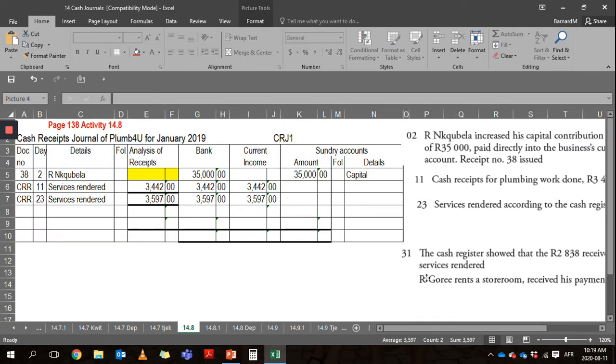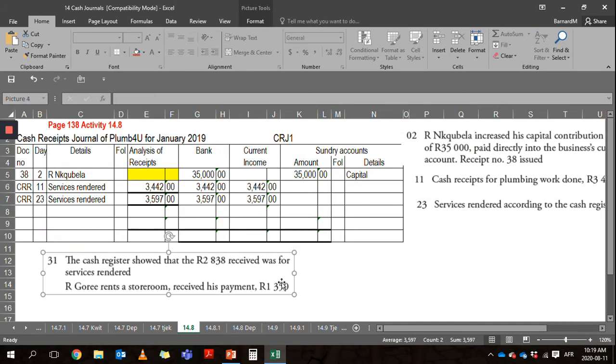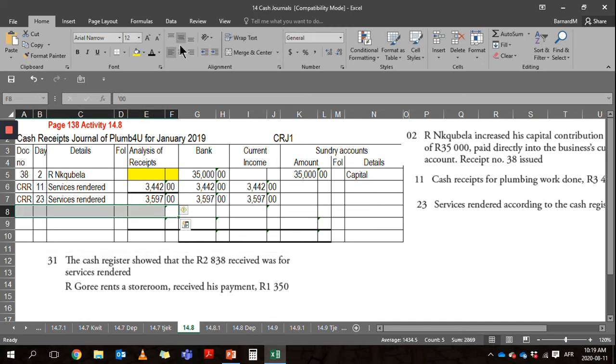Then we have a final transaction, which is on the 31st. They say cash register showed that the 2838 received was for services rendered. So I will have cash register roll 2838. Services rendered comes in the current income, 2838. And I cannot put it in bank because there is another transaction for the day.